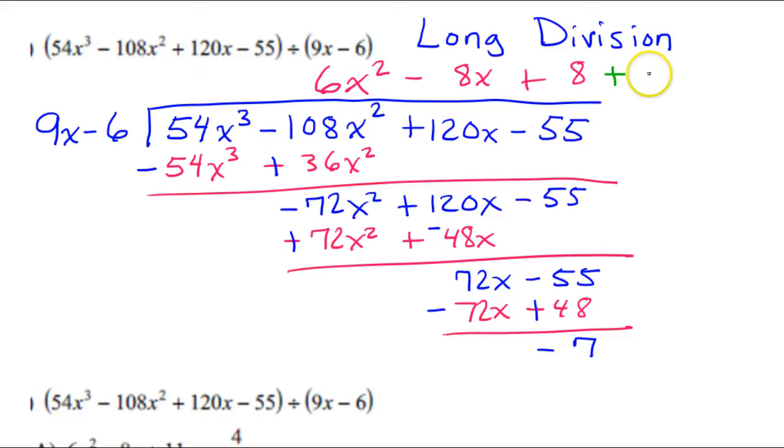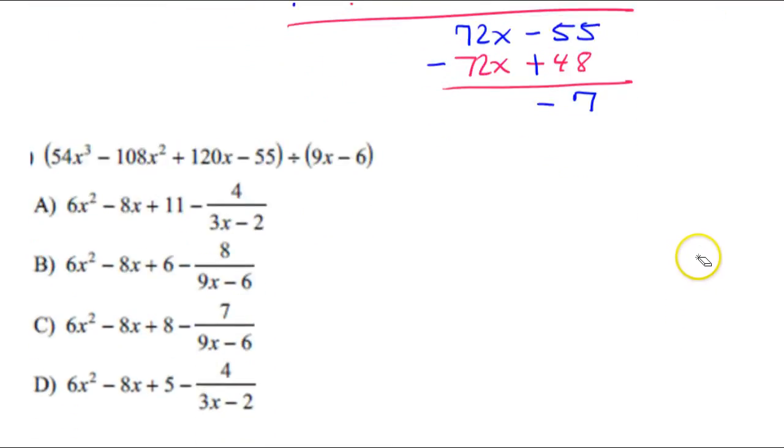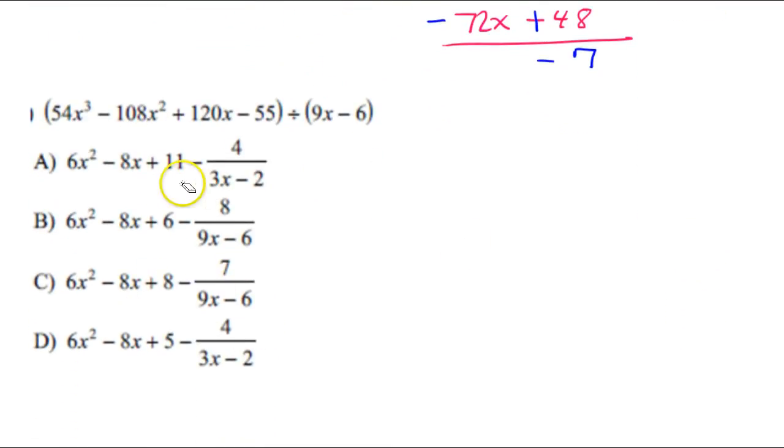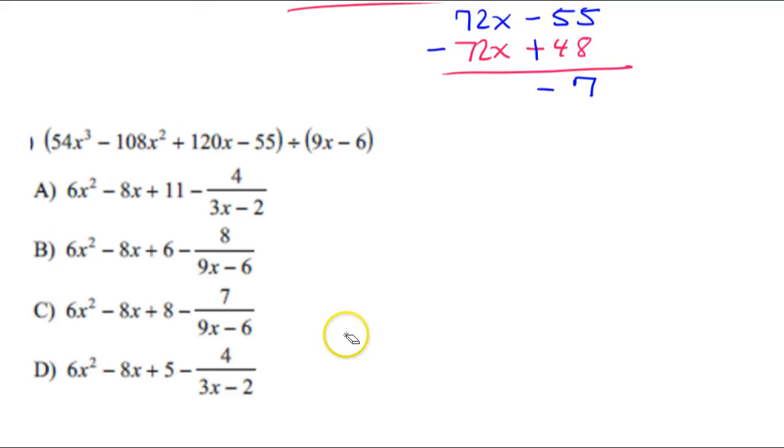Normally what we do is add on a fraction. So I would have negative 7 over 9x minus 6. It is considered more elegant, instead of doing plus negative 7, just to put minus 7 over 9x minus 6. No one's going to mark it wrong either way, but just understand that those are equivalent. And so looking down at the choices, you see that they did it the second way. They didn't say plus negative 7, they just said minus 7 over 9x minus 6.